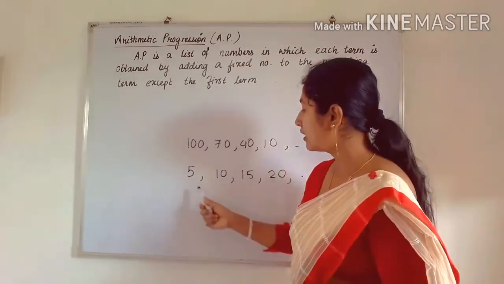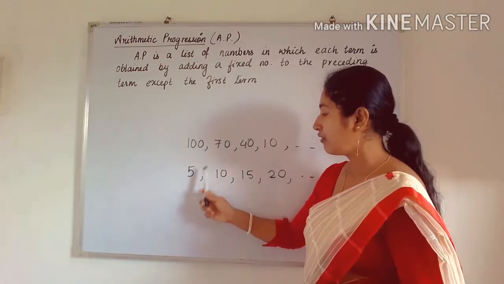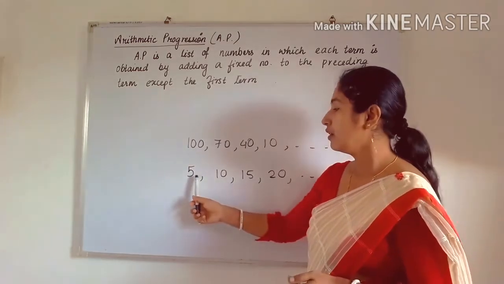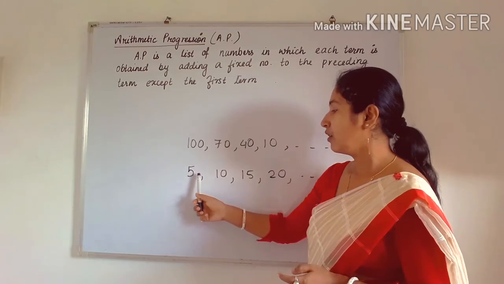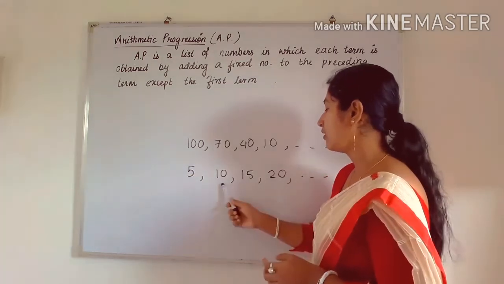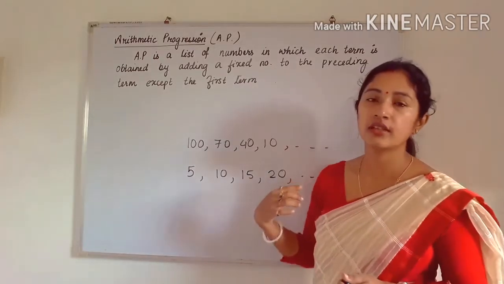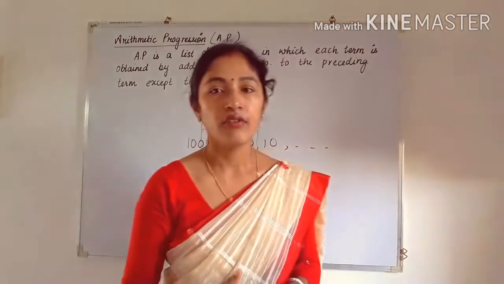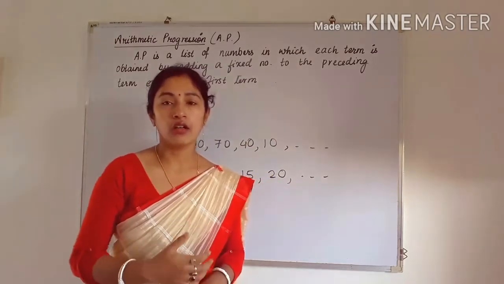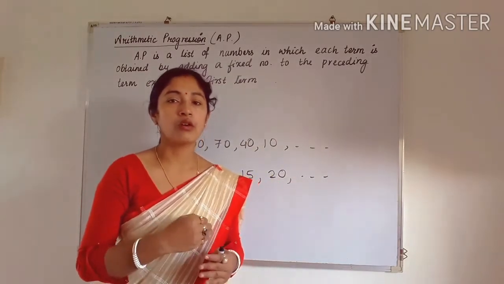Similarly, in this sequence, if we add 5 to each term, we will get the next term. Suppose in the first term, if I add 5, then I will get 10. Then if I add 5 here, again I will get 15. Similarly, in the second sequence, we are adding 5 to each term to get the next term. These are called terms. You have to remember this.